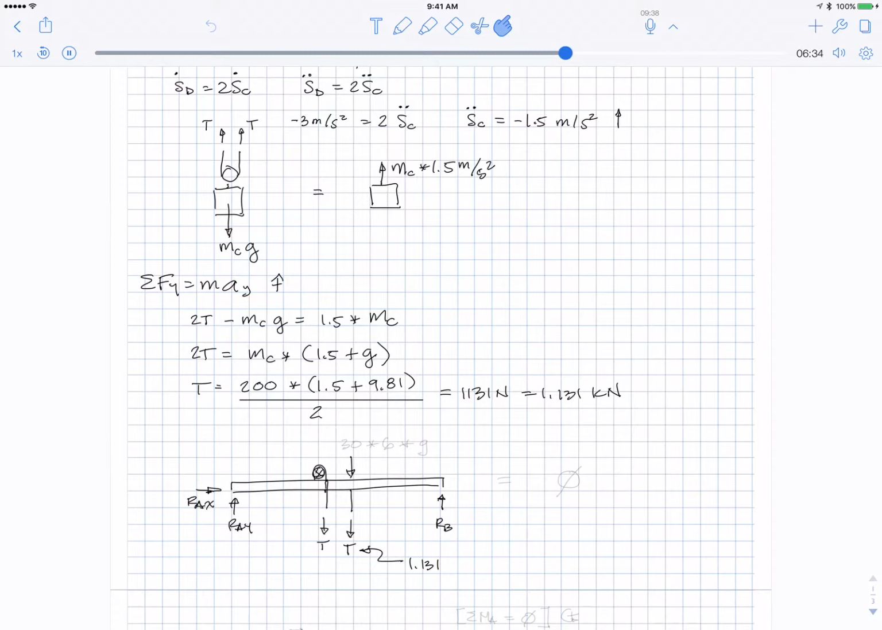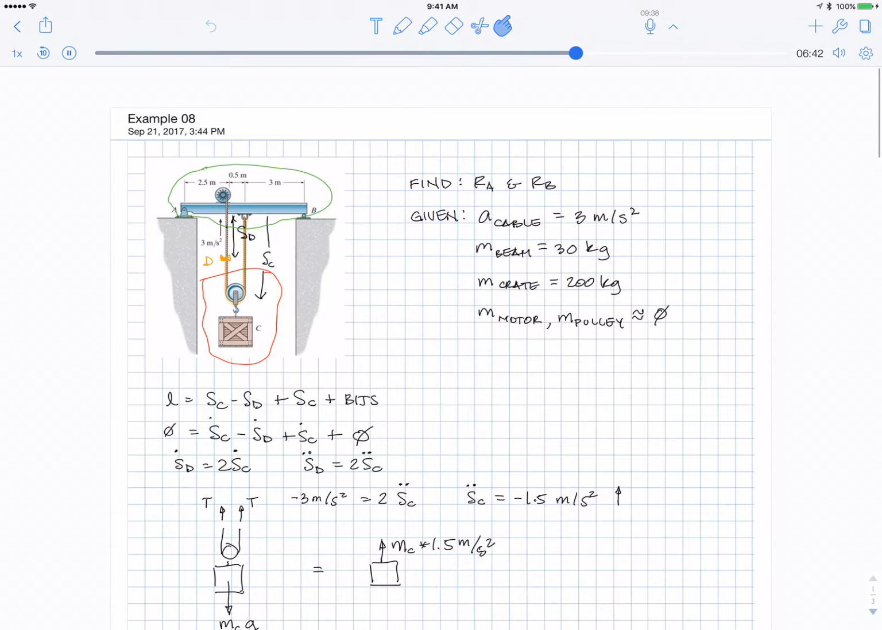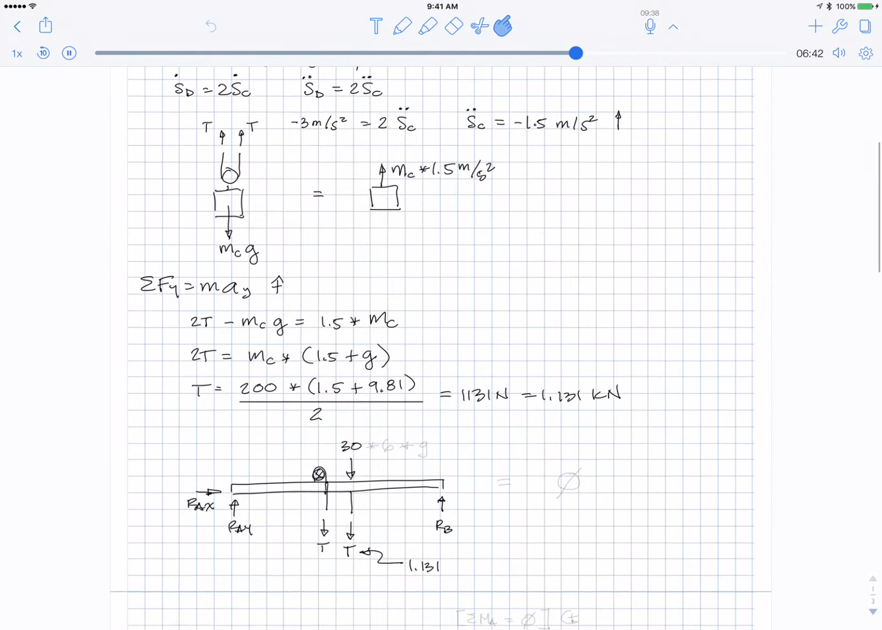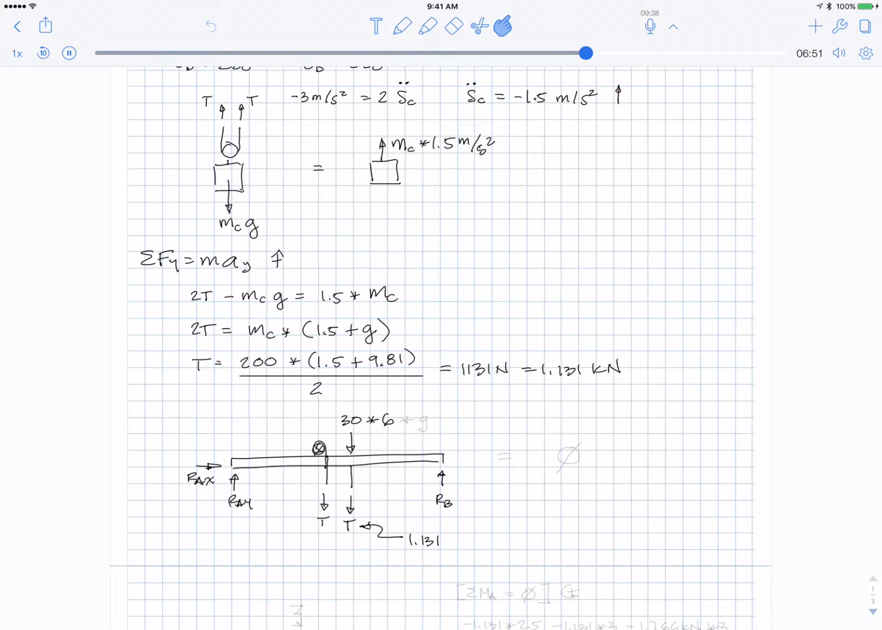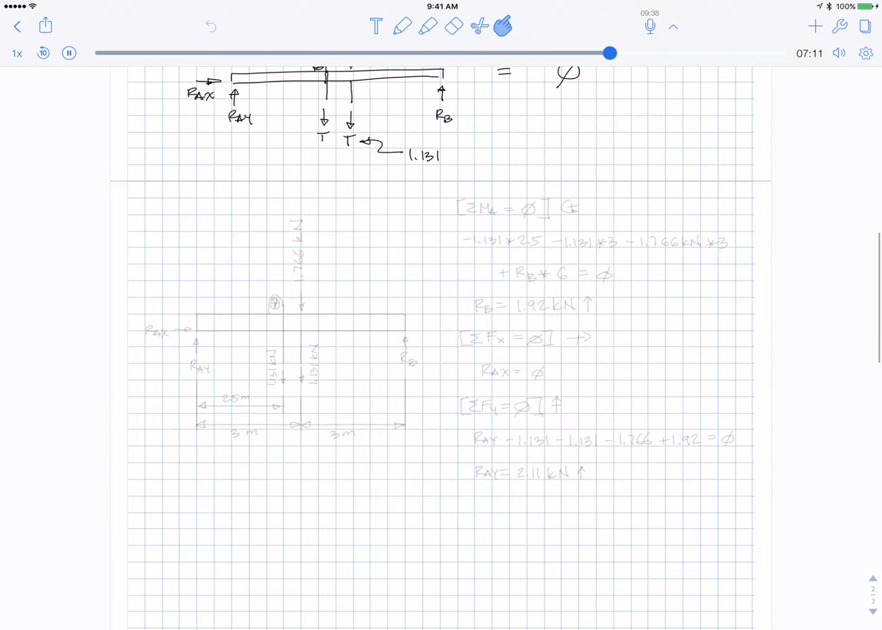And earlier I said it was 30 kilograms, I believe, but that was wrong. I read the problem more carefully. The mass is 30 kilograms per meter, and it's 6 meters long. So that's 180 kilograms. That's the mass, and multiply it by g to get the weight. And that will all equal 0 because the beam is not moving, only the block, which we solved for earlier. So I'm going to plug in the numbers and redraw that a little nicer, and then we can continue.